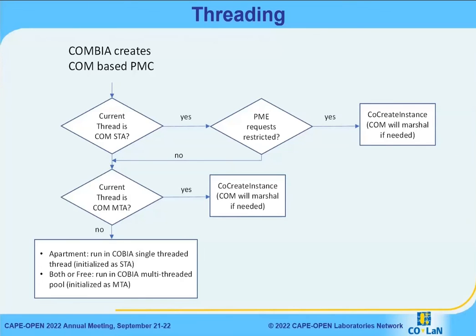So if the PME did not initialize COM at the current thread at all, which makes sense because it's a COBIA PME, then we are going to have to marshal, and we're going to have to run the COM PMC in a dedicated thread that is set up by the COBIA marshalling thread pool. Which of course is a disadvantage, because you would think in this scenario, if we call COM PMCs, then marshalling will essentially always take place. There is a way around that.